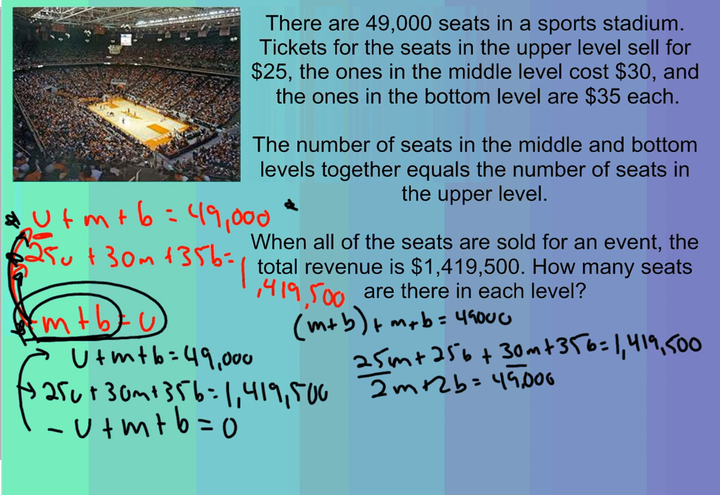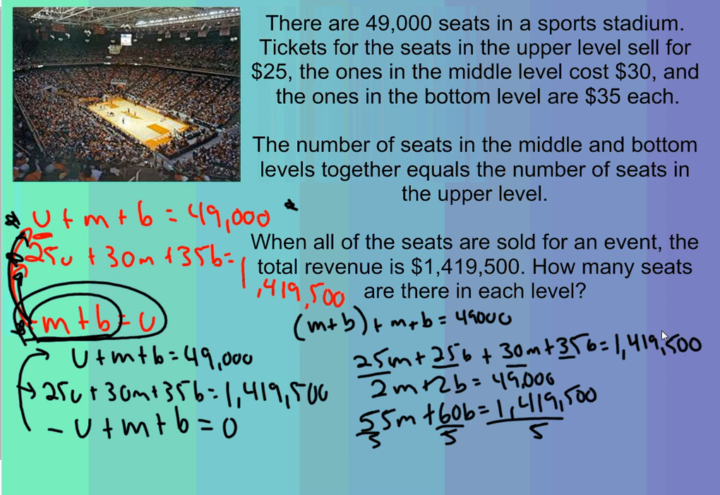25M and 30M is going to be 55M. 25B and 35B is going to be 60B. That's still going to be 1,419,500. Well, let's see if I can simplify some things here. So if I divide this bottom one by 5, divide everything by 5, my life gets a little bit easier.